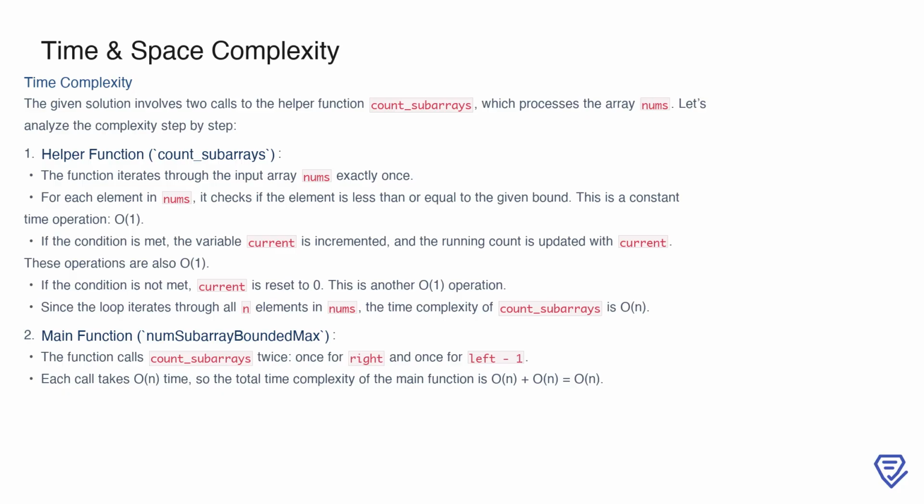function is O(n). Next, in the main function numSubarrayBoundedMax, we call this helper function twice, once for the right bound and once for left - 1. Since each call is O(n), the total time complexity of the main function is O(n) plus O(n), which simplifies to O(n). This makes the solution very efficient from a time complexity standpoint.